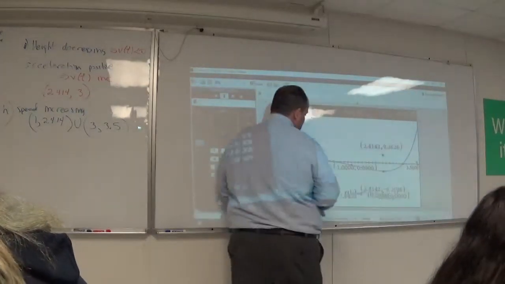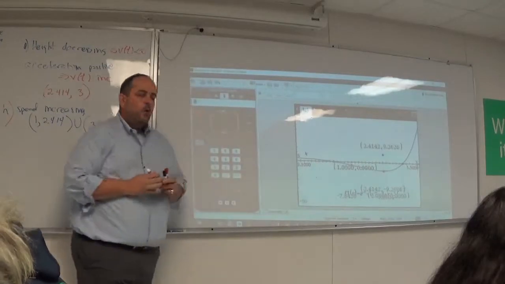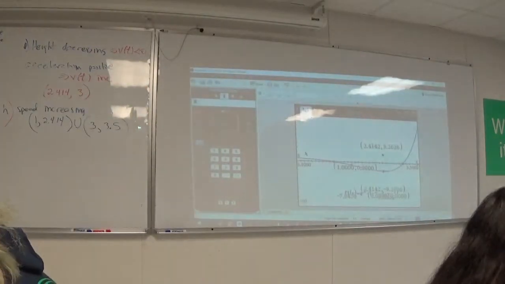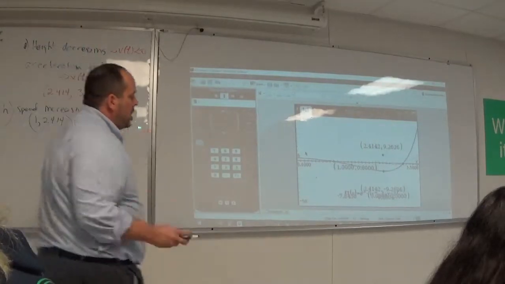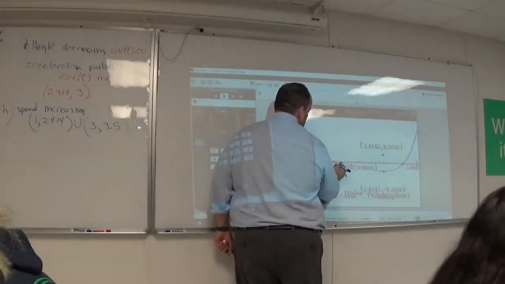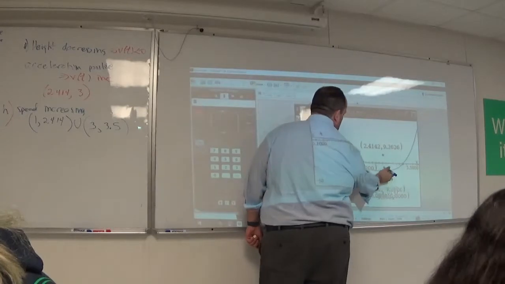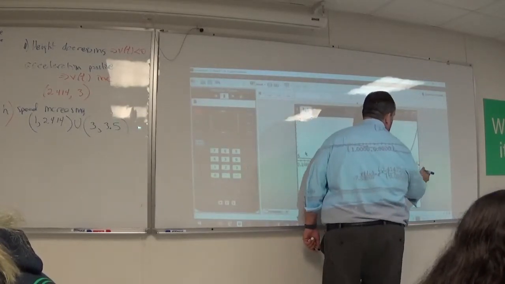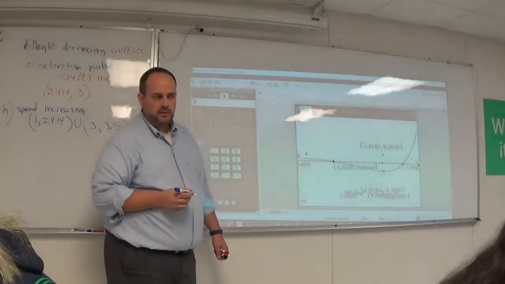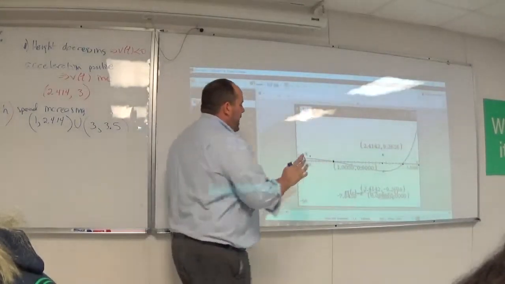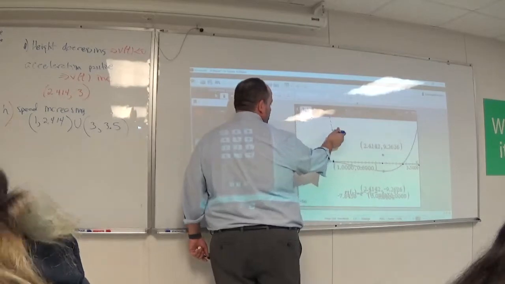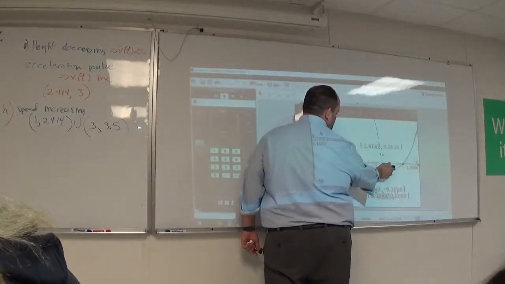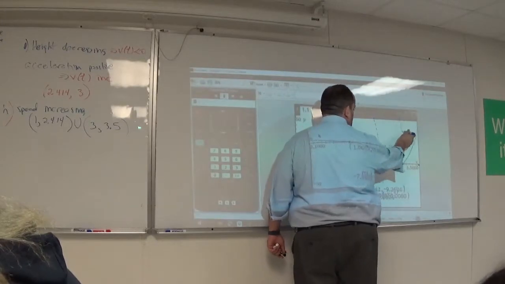And here's what I want to pay attention to. We already know, if the speed function was in front of you, where the speed is increasing. We know it's increasing from 1 to 2.414 and from 3 to 3.5. Everybody okay with that? I don't have the speed function in front of me, but I want to partition this up. I want to chop this up so that we can look at the graph maybe a little bit differently.